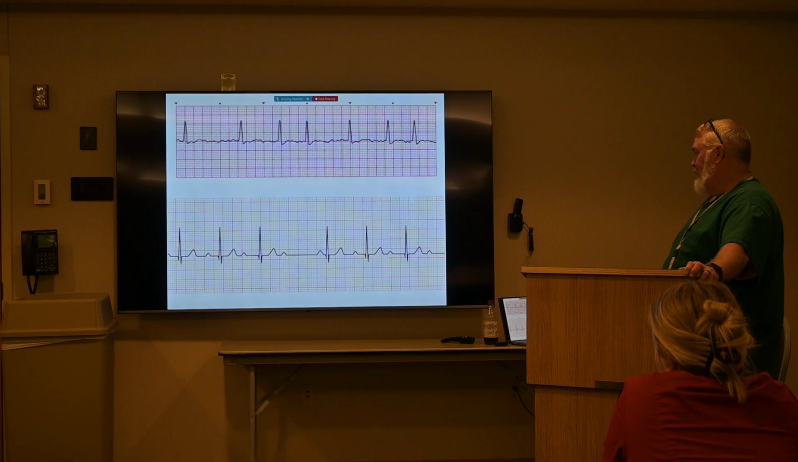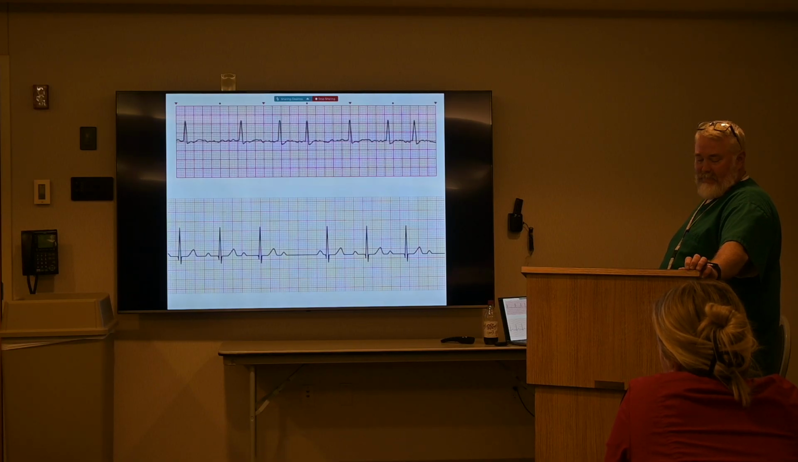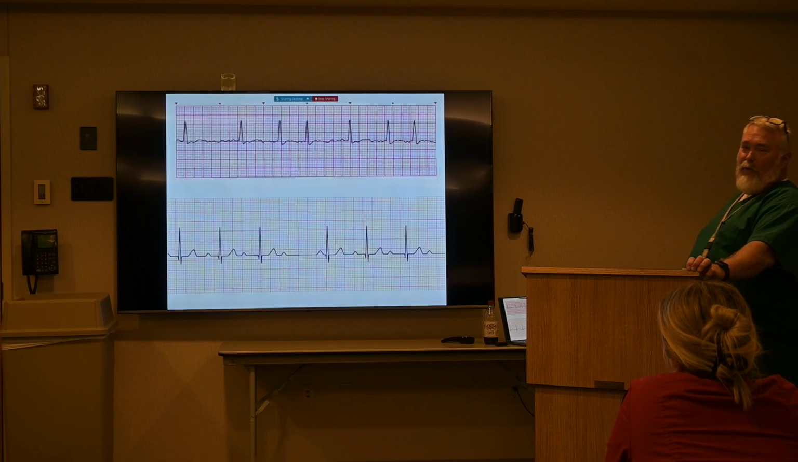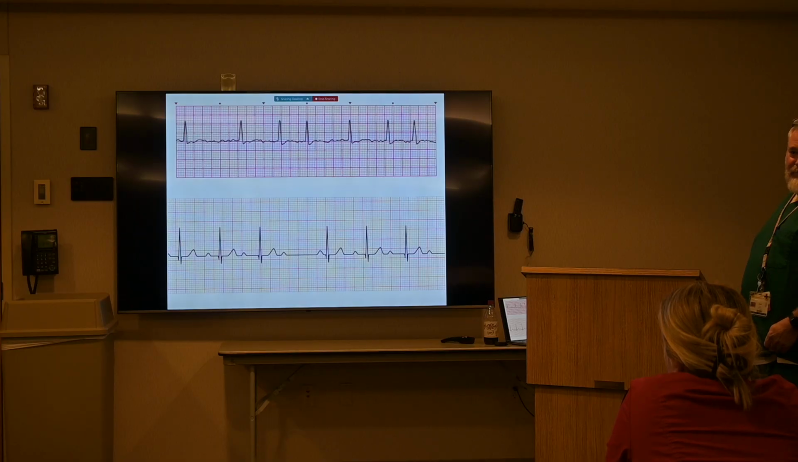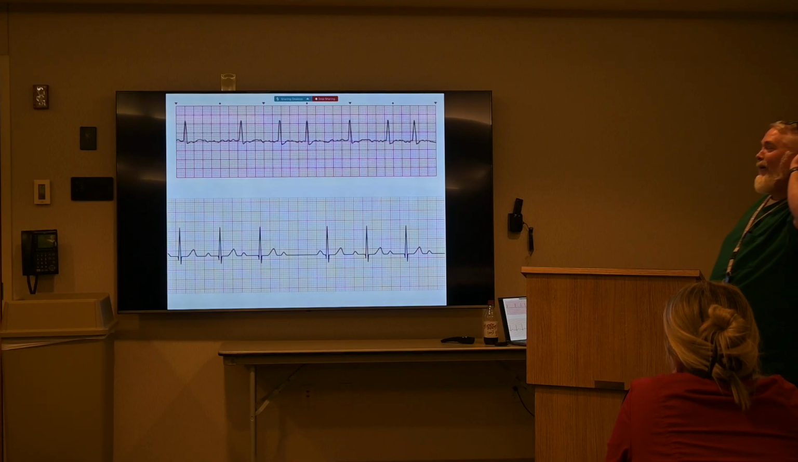What's the rate? About 60. Do you see P waves? Yes. Now, what about the PR interval? It's longer, longer, and then there's a drop. Longer, longer, longer, drop. Yep.